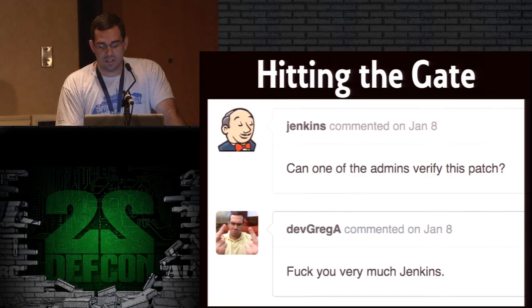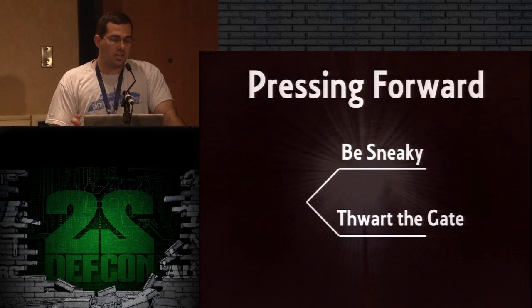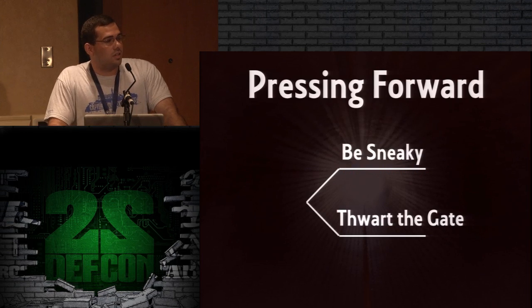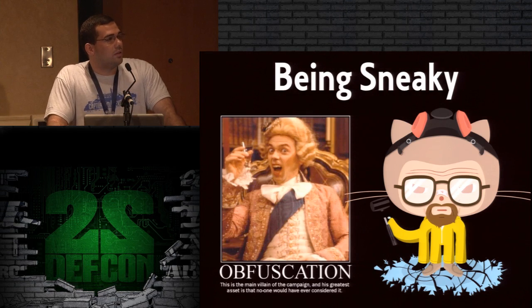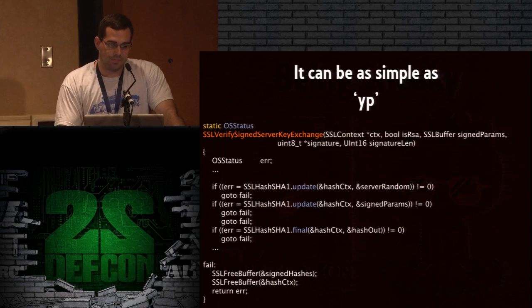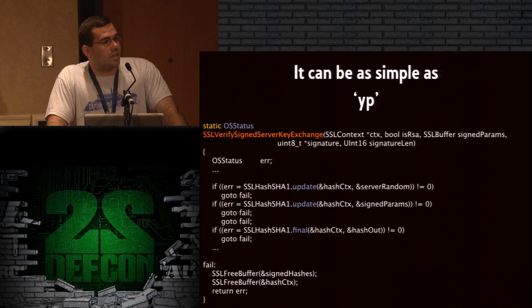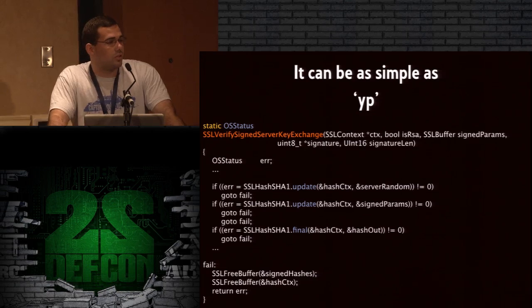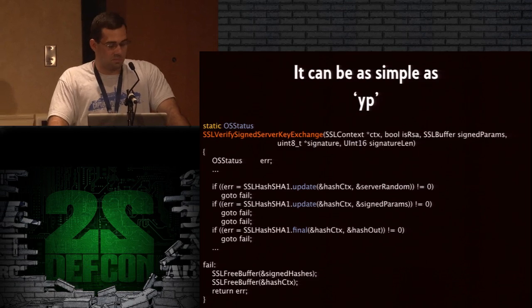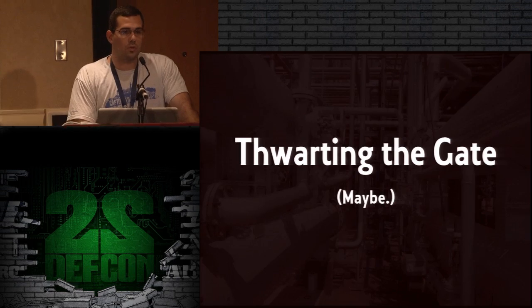So if you're not going to give up, and no one likes to give up, you essentially have two options. You have to either be sneaky or thwart the gate. Being sneaky is nothing really new. You either have to, A, obfuscate your vulnerability, or B, make it so small that it goes by unnoticed. It can be as simple as yank, paste, for the Vim camp. This is the iOS SSL verify signed server key, and you'll notice there's an extra goto fail that causes it to fail.